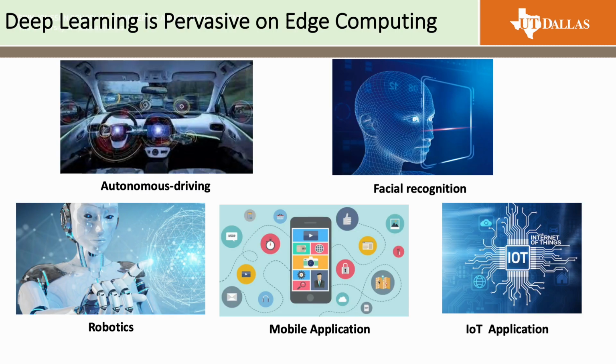Today, deep learning is pervasive on edge computing. Deep neural networks have been applied to automation driving, facial recognition, robotics, and mobile and IoT devices. However, modern deep neural networks usually contain millions of neurons and require billions of floating point operations. When deploying those large deep neural networks on resource-constrained edge devices for decision-making, the computational cost of this application will be a great issue.